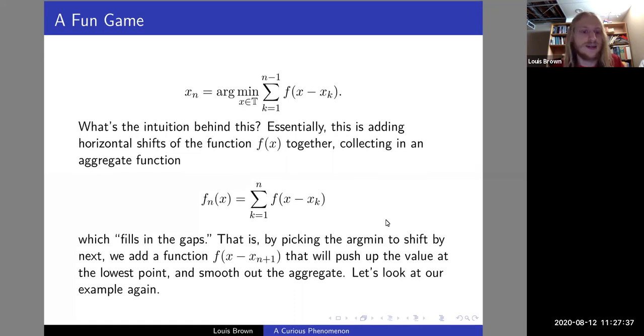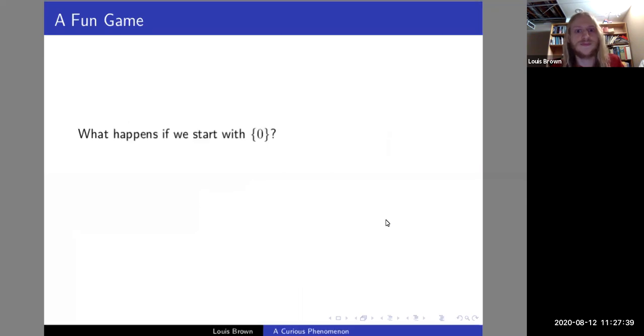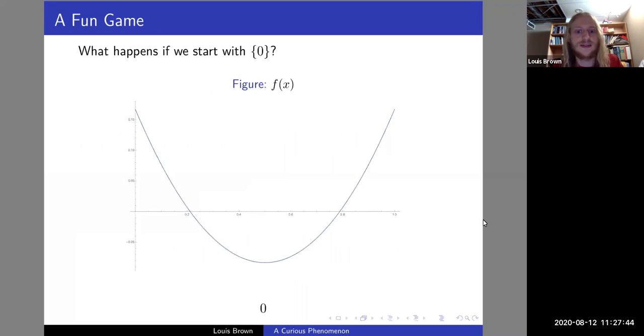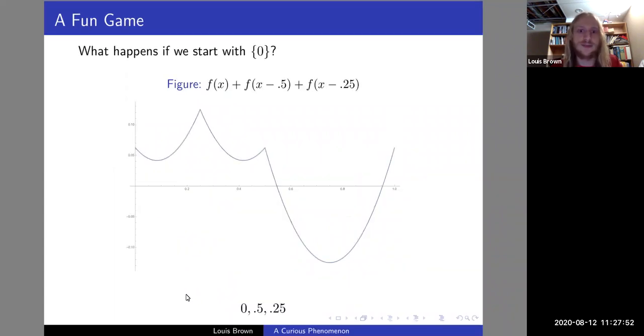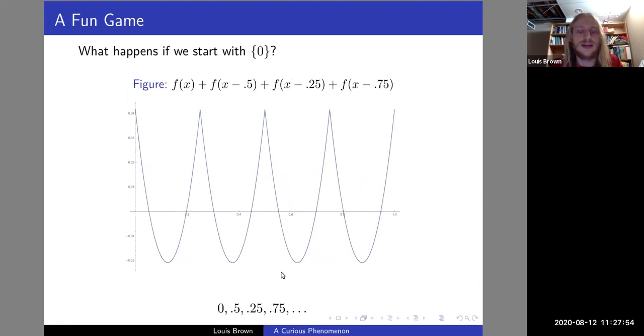So let's look back at our example from the beginning again. So if we start with just the singleton set 0, then we first add a point at 1/2. This minimizes the energy. Then we can pick 1/4. Then we pick 3/4. And then we can pick any of these 4 points. So each time we're just adding in the shifted parabola, and it's balancing out some of the variation in this function.